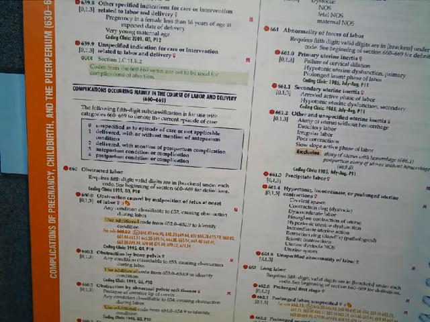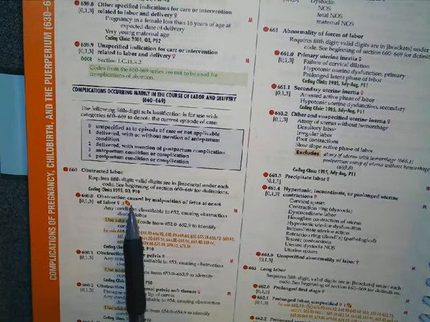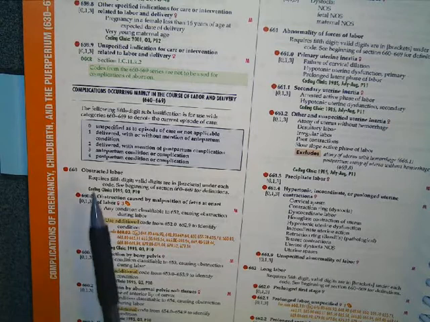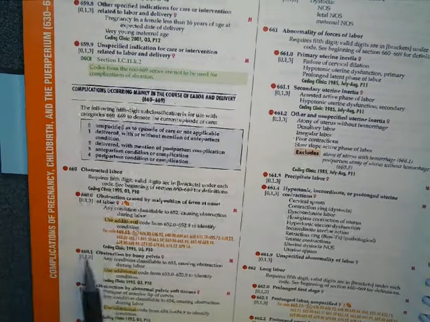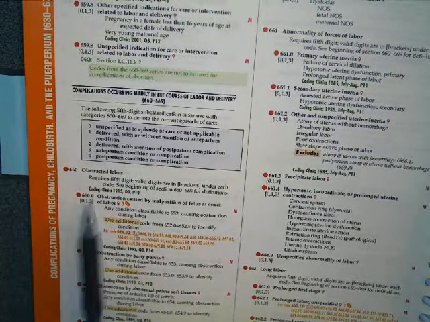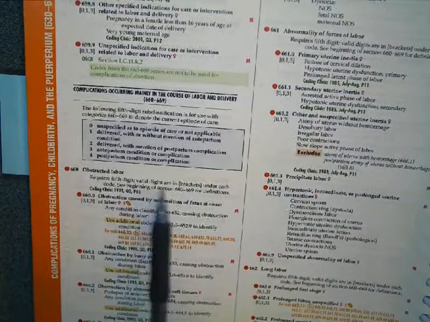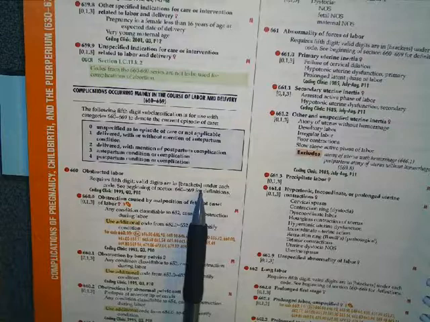652.21. Now, I'm going to say this. I don't believe your book has this code in the example, but I'm going to disagree with your textbook, all right, because I want you to go back to your 652 and continue reading because there's more. And what does it say? Code first, any associated obstructed labor. Do we have obstructed labor? We do, don't we?